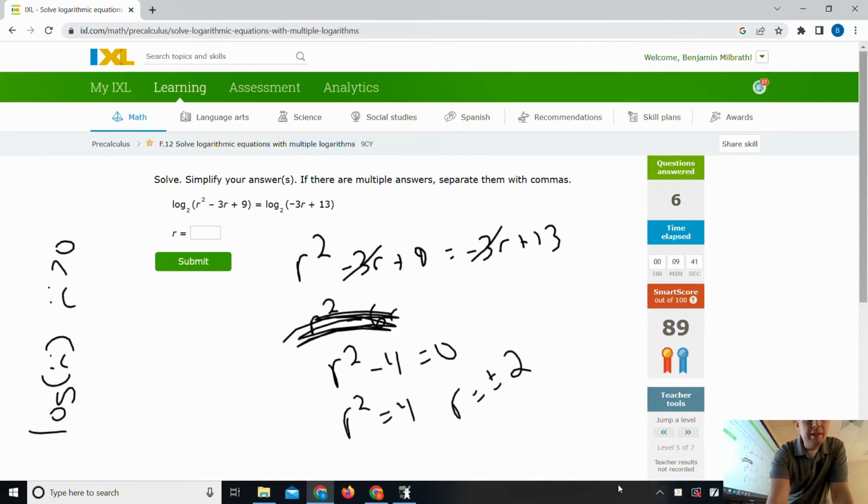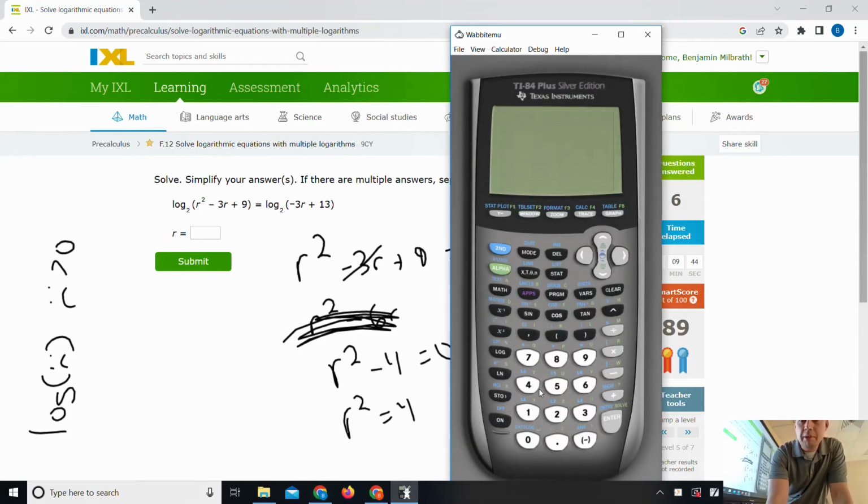If I take that, and most kids always just throw away the negative, but if I take that 2 and I put it right there, and I'm just going to do this with a calculator so you can see it, I have negative 3 times a 2 plus a 13. I'm going to get a 7, which is okay. I had something else in my head. So the positive 2 works on the right. Check the left. The left would be 2 squared minus 3 times 2 at a 9. It's also positive. So I know that 2 is valid.